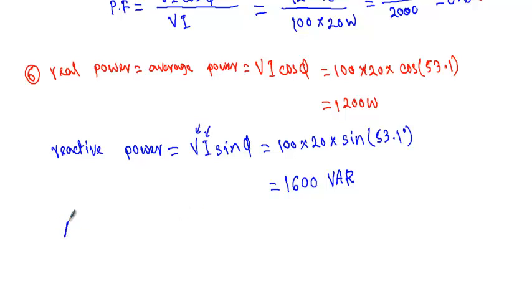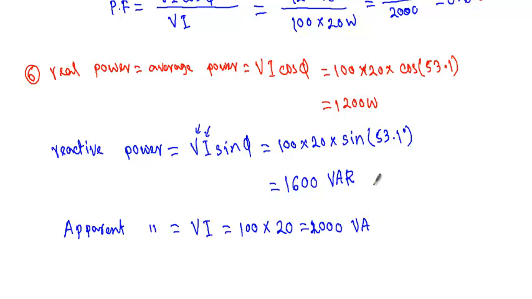And the apparent power is the multiplication of RMS value of voltage and RMS value of current. RMS value of voltage is 100 and RMS value of current is 20. So this will be 2000 volt ampere.